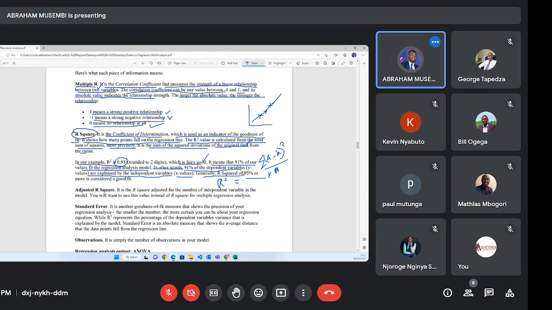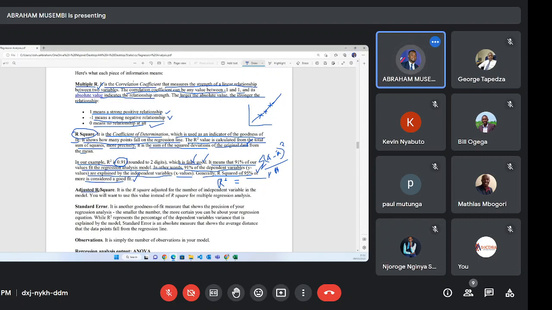Generally, an r squared of 95% or more is considered to be a good fit. That's why we are saying that this is a fairly good fit. It doesn't mean it's bad, but for a strong goodness of fit, it's 95% and above.